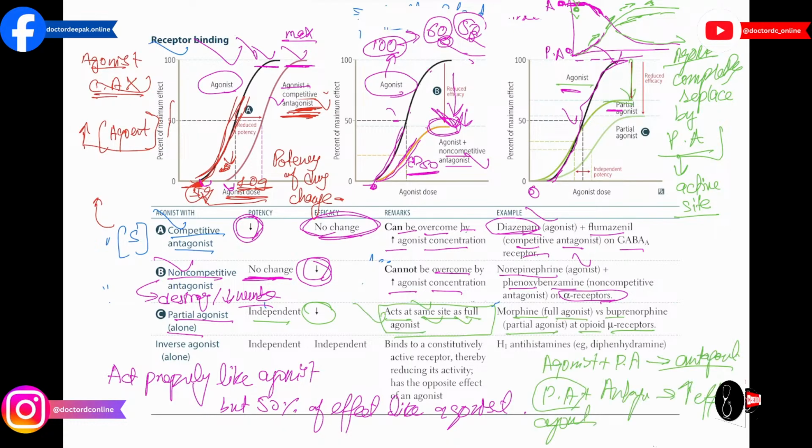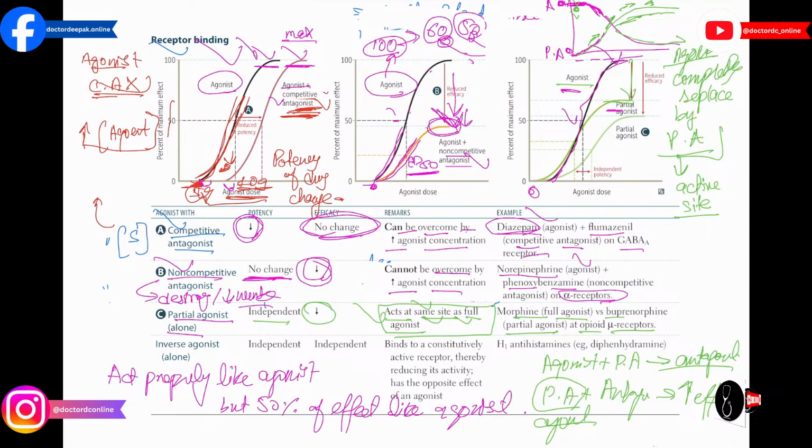Mostly it is used in patients having chronic or long treatment with opioids. So we are giving both the full agonist opioids and the partial agonist to decrease the side effects of the opioids.